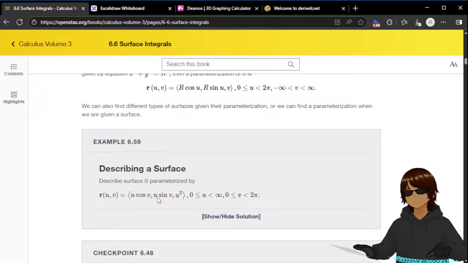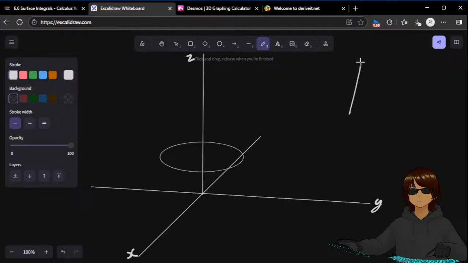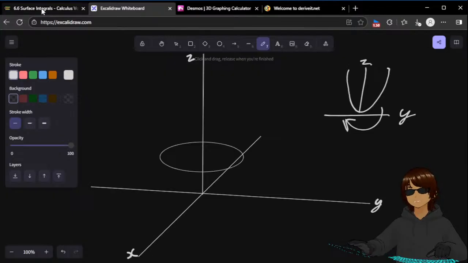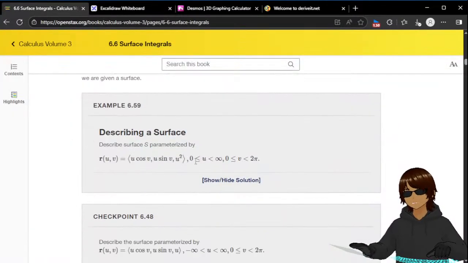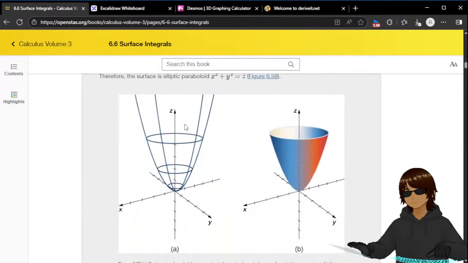So if u is a little smaller, cos v and sin v are scaled down, right? And then u squared follows a parabola, right? Oh, I see. So it's like a parabola, but rotated 360 degrees. That's my guess.